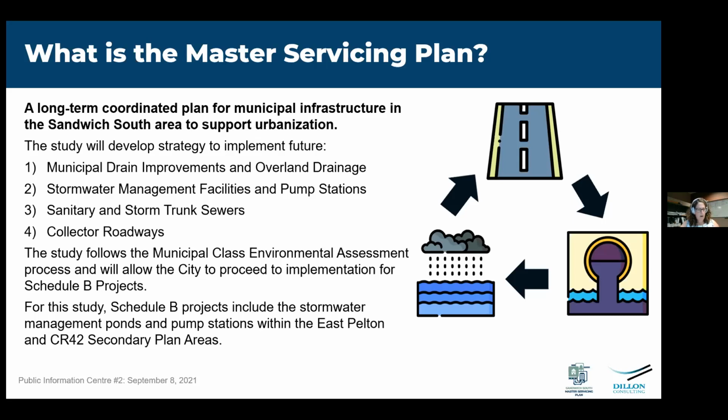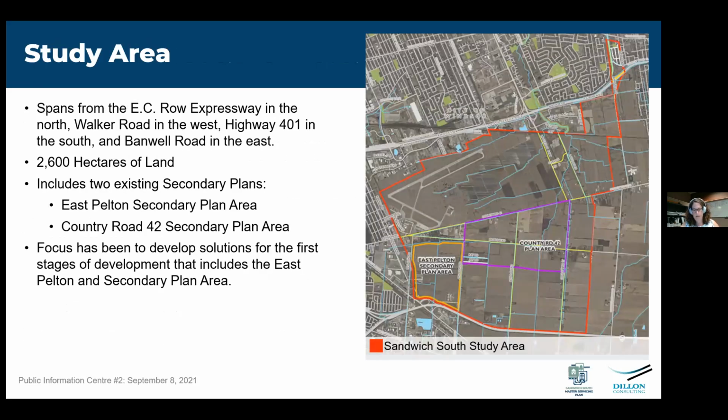As part of the study, there is also a Little River floodplain mapping study, which is happening concurrently. We'll also talk a little bit about that and provide an overview of how that information is being fed into this study. The study area spans the southeast area of the city. It goes from EC Row Expressway from the north to Highway 401 to the south, and is between Walker Road to the west and the Banwell 10th concession corridor to the east.